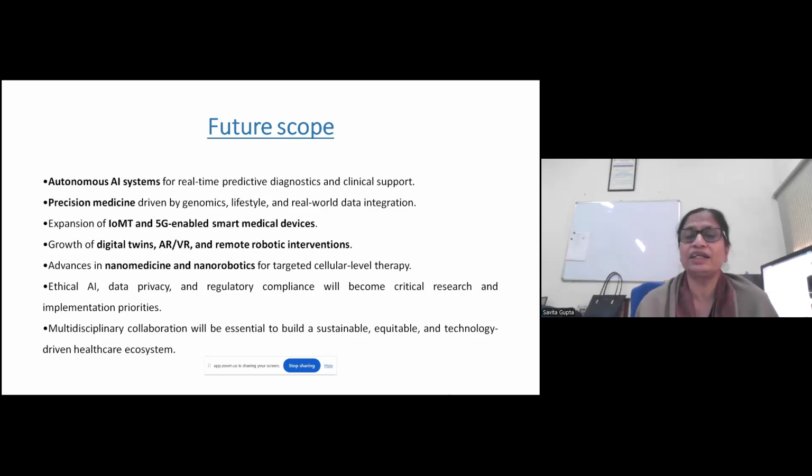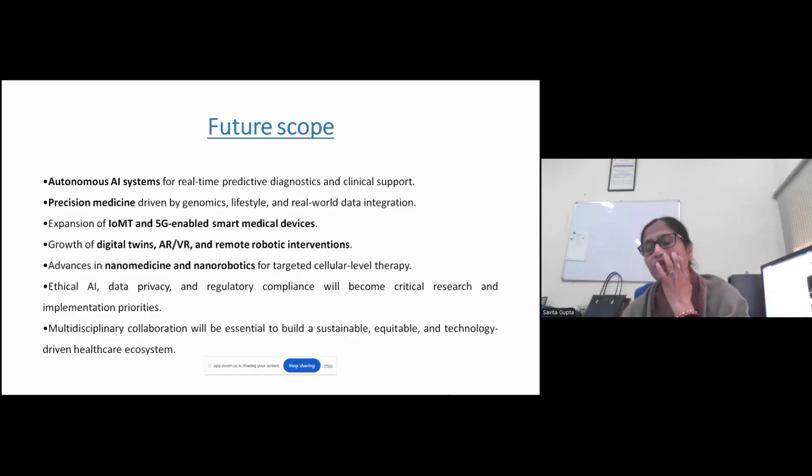Ethical AI, data privacy, and regulatory compliance will become critical research and implementation priorities. We are talking about responsible AI and ethical AI. So these will be the areas of research for the future. Multidisciplinary collaborations will be essential to build a sustainable, equitable, and technology-driven healthcare ecosystem.